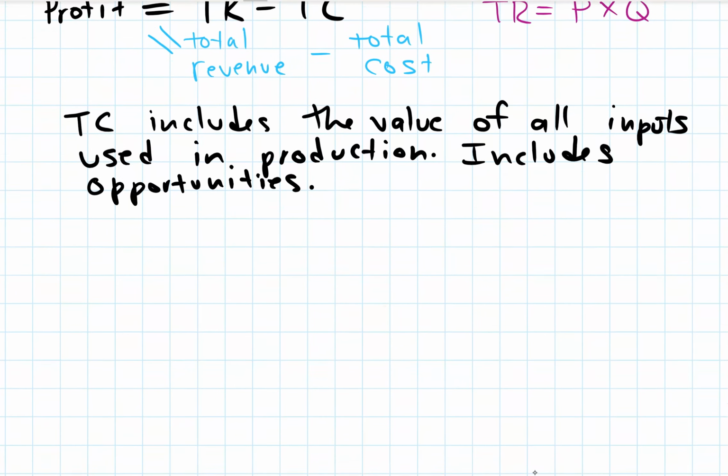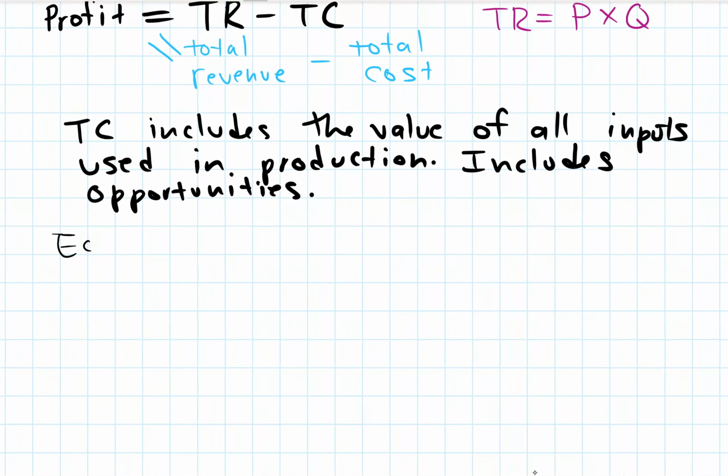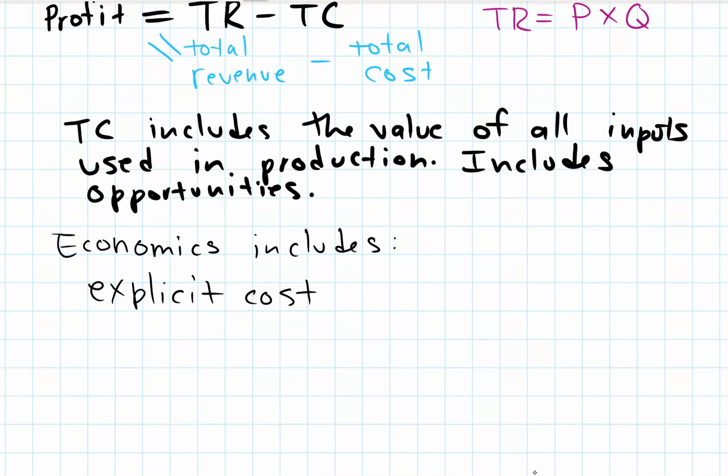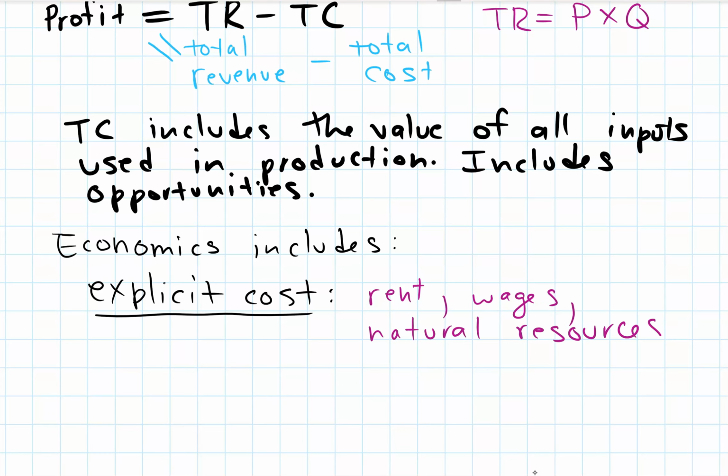Economics includes two kinds of costs. In the text, I've listed the different categories, but I'm just going to give some examples here. One is explicit costs. An explicit cost is a cost that you can see, so this one will actually involve money leaving your pocket. This could be rent, wages, natural resources, etc. There are other things that it could be as well. Explicit costs, and we also have implicit costs.